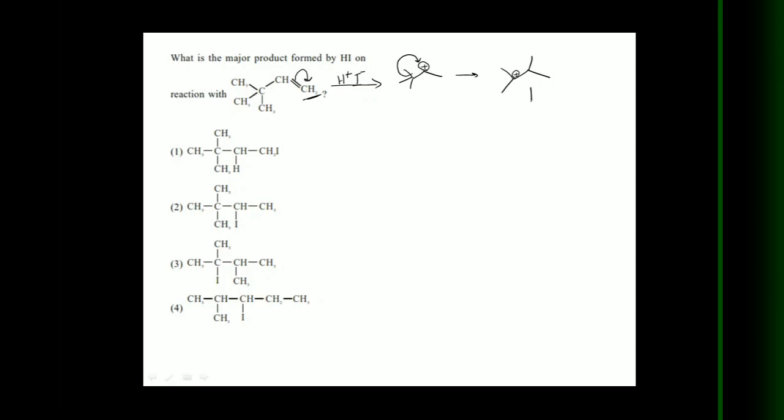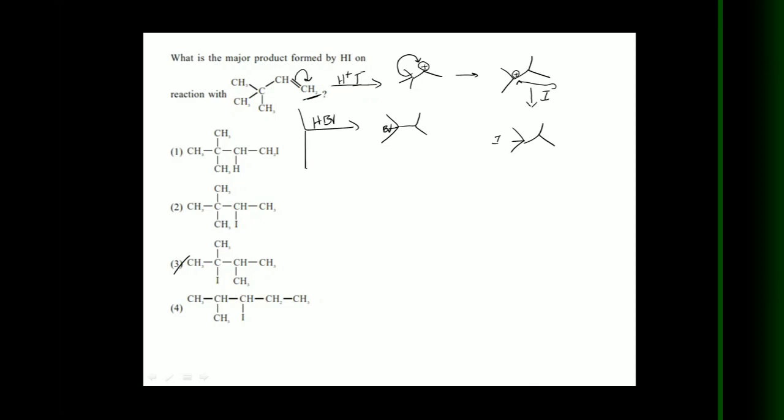Okay, that's it. Now here the next, I minus attacks on this one. So this is the major product in this reaction. Okay, that means your answer is 3. Suppose this reaction is with HBr in the absence of peroxide, here also the same product. Here there is a bromine.